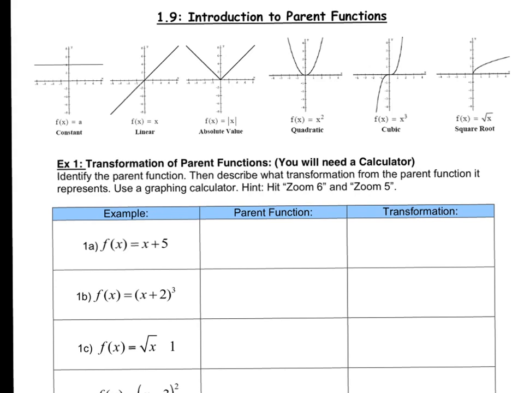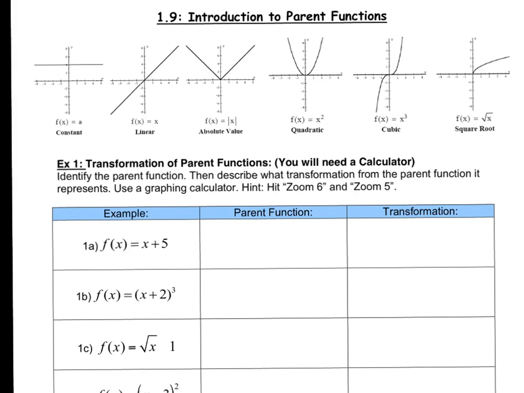So parent functions, we have all these different shapes and they each have their own name. The shape and where each of these graphs are located that you see at the top of your paper, those are all the parent ones. They have not been translated anywhere, but that's what we're going to do for the rest of the lesson. So here's where they start.